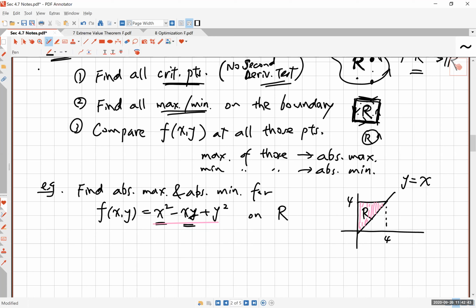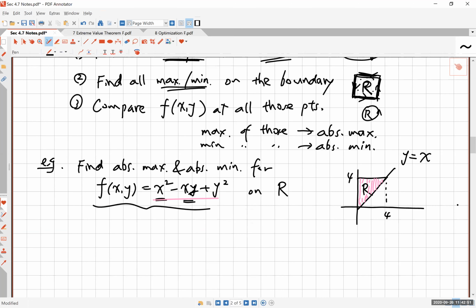Okay, so the question is, if you restrict this function on this domain R, what's the highest number that f becomes and what's the lowest number f becomes? That's very simple. Right? And the answer, you follow these procedures. All right, so let's go ahead and try. In fact, you may want to try this first.